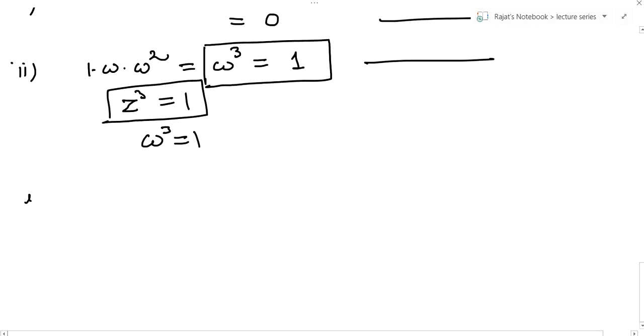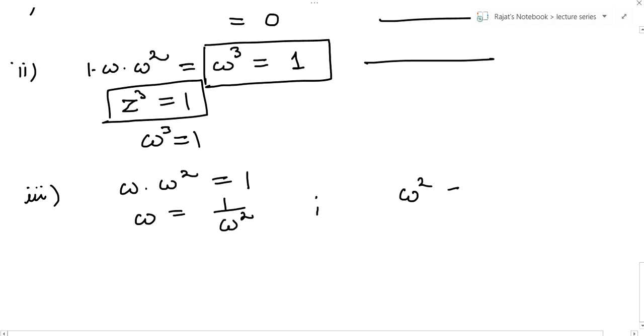Let us talk about the third property. As you might have guessed, omega into omega square is equal to 1. So omega can be written as 1 upon omega square, and omega square can be written as 1 upon omega.